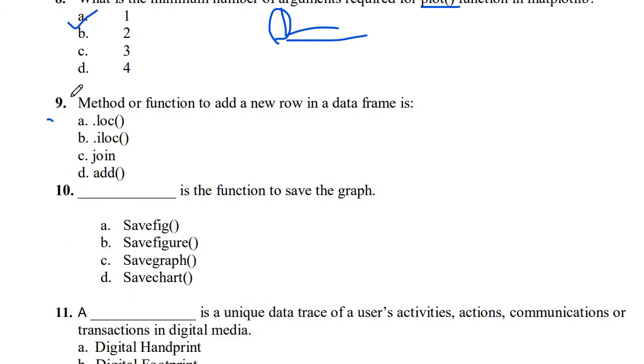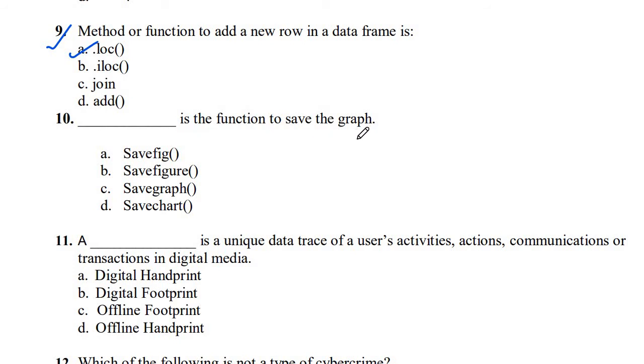Now the ninth question is the method or function to add a new row in a data frame. So if you are going to add a new row in the data, we will use the loc function. Loc function is used when you are using labels, and if you are not using labels, you can go for iloc for indexing. Question number 10 is the function to save the graph. So there is a function in your matplotlib library, that is savefig. We will use savefig as the function to save your graph.